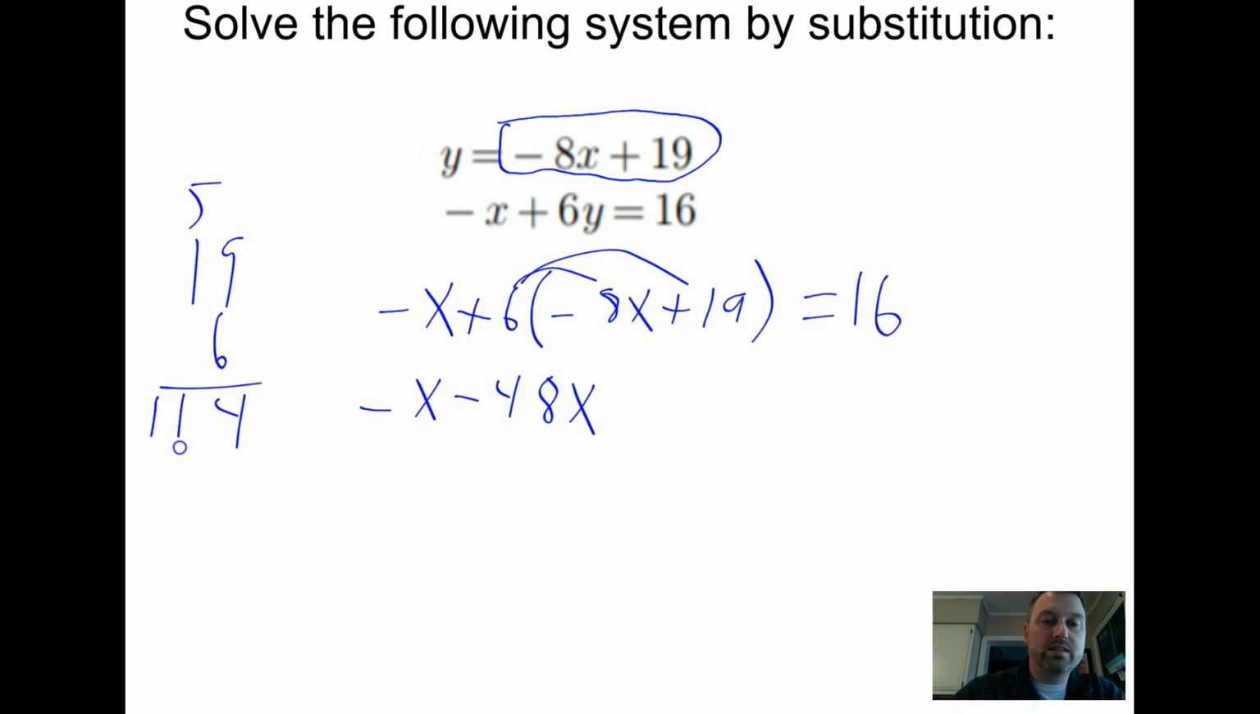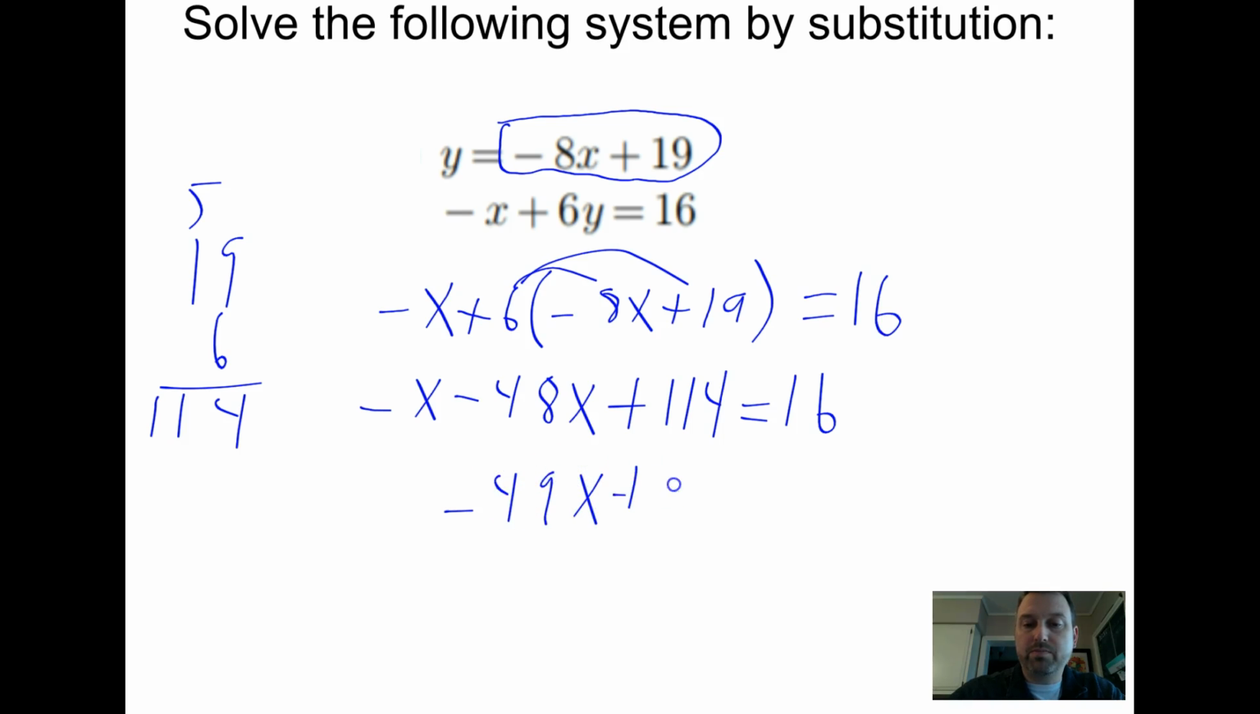9 times 6 is 54. Carry. 114. So plus 114 equals 16. Combine like terms, you get negative 49x plus 114 equals 16.